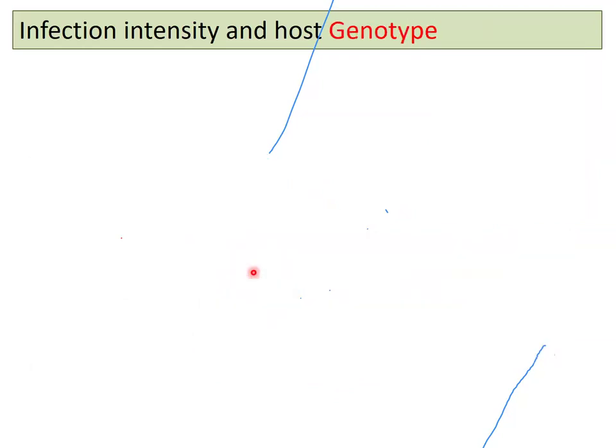So the next thing we wanted to see is how does the infection intensity affect the host genotype? Are there individuals who have certain genetic markers that make them susceptible to high infection, or how can you distinguish these individuals who have high infection compared to those who are controls based on their genetic markers?